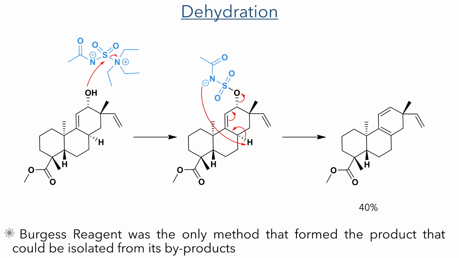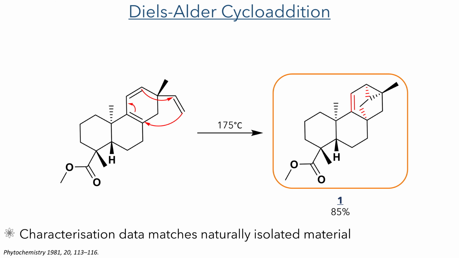The researchers screened many reagents for this reaction, and they found that this was the only method that could produce the product in a way that could be purified, as the other methods produced byproducts that couldn't be separated from the intended product. This triene was then taken forward to the crucial Diels-Alder cycloaddition.